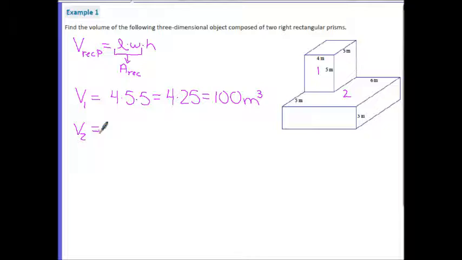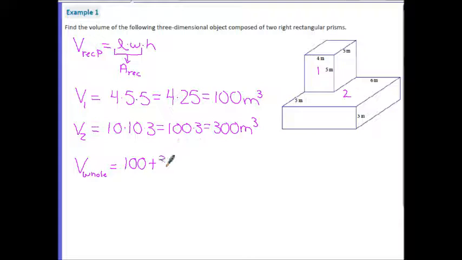The volume of the second right rectangular prism is going to be a length of 10, a width of 10, and a height of 3, giving us 100 times 3, which is 300 cubic meters. And finally, we'd want to find the total volume, or the volume of the whole figure. We found the volume of each separately, so we add those together: 100 plus 300 gives us a final answer of 400 cubic meters.